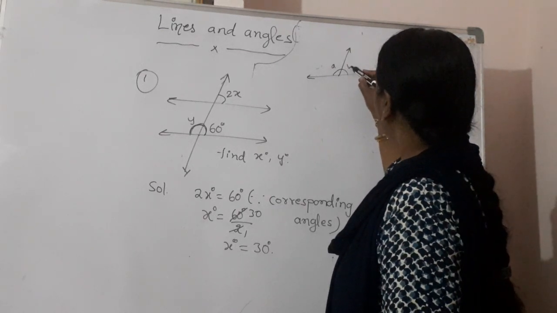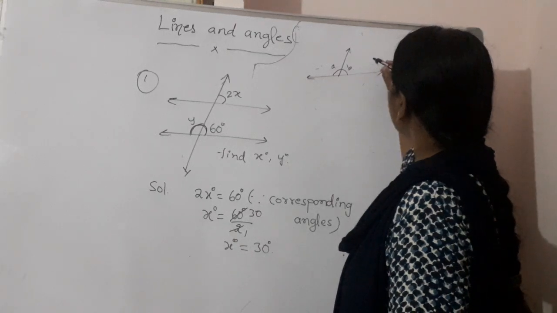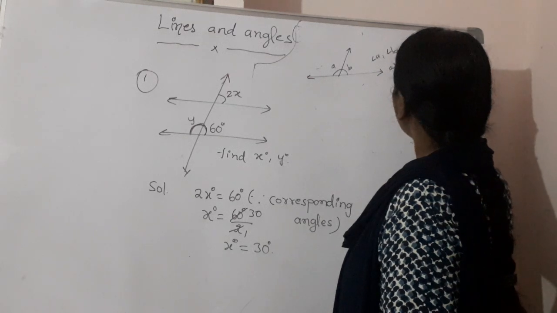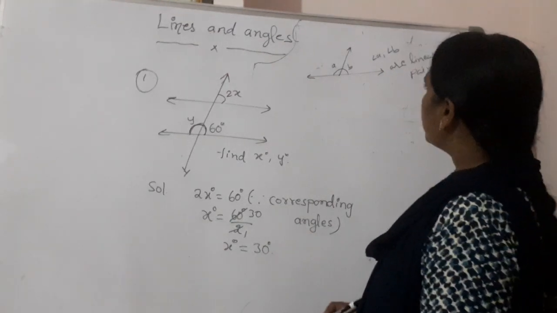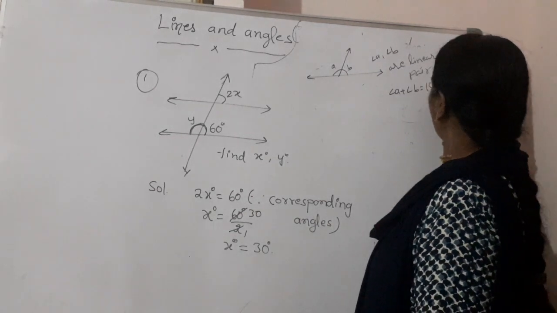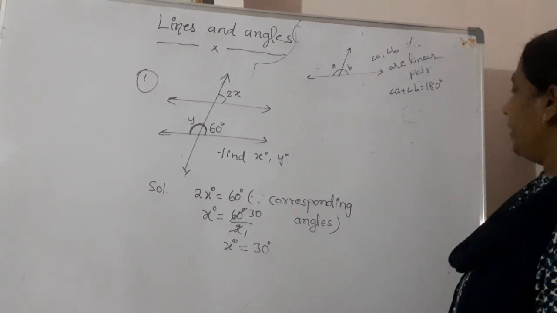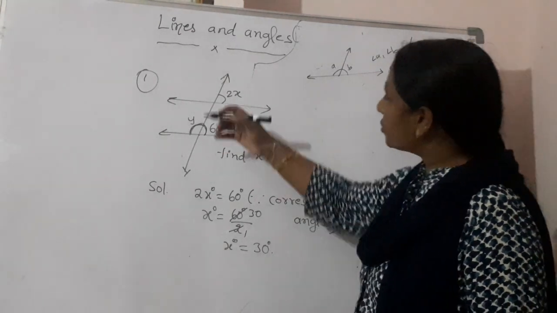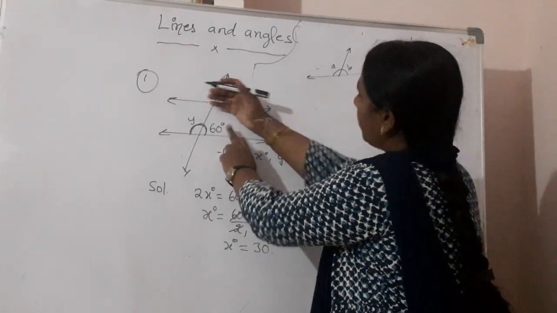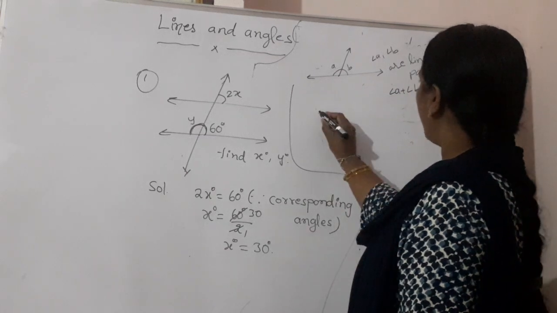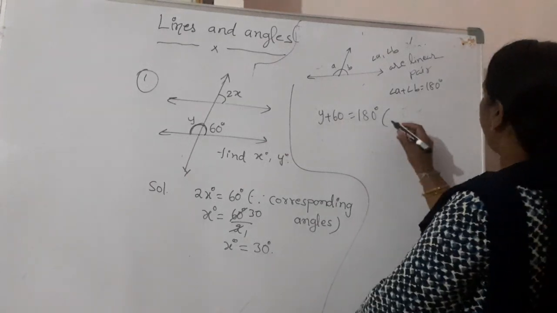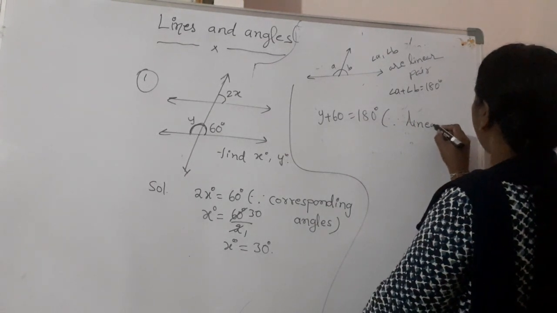Simply we will say, for example, angle A and angle B. This type of angles, angle A comma angle B, are called a linear pair. Linear pair means the sum of these two will be angle A plus angle B equal to 180 degrees. So if you see, this is also a linear pair. So y plus 60 equal to 180 degrees, since linear pair.